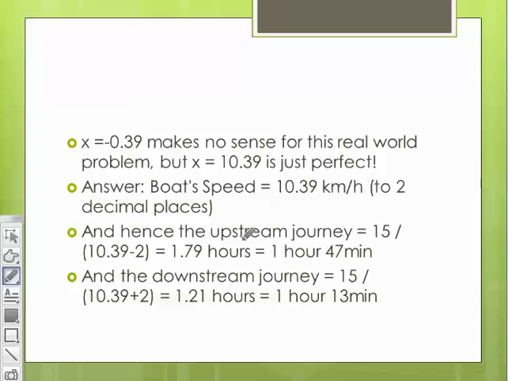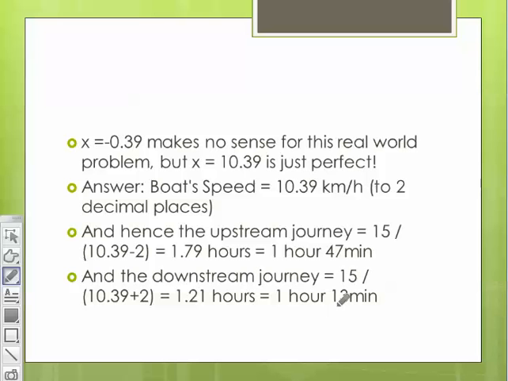Hence, the boat journey upstream is 15 divided by 10.39 minus 2, or 1.79 hours. Right? Well, that's an hour and 47 minutes. And the journey back downstream would be 15 divided by 10.39 plus 2, or 1.21 hours, or an hour and 13 minutes.